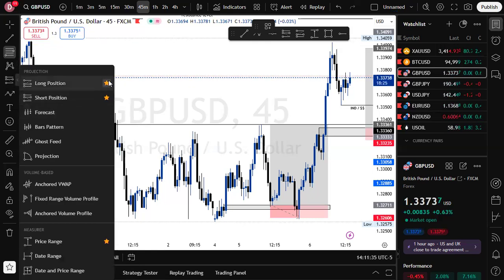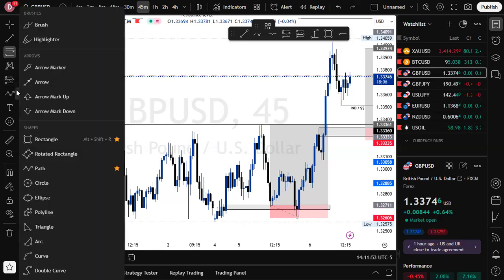So now the next one, we're going to use this one where you have these projections, right? This long position, you need to star it. Short position, star it as well, and then price range. I'm going to explain what all of this is. So price range, you also star. So these are all you need here. Then the next one here, which is our brushes, you need this rectangle too, right? I usually used this ellipse before, but I don't really use it now. So just star your rectangle, and that's all you need here.